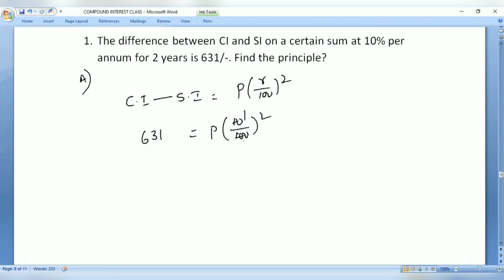This is 10 ones are 10, tens are 100. So 631 is equal to P into 1 by 100. That means principal is equal to 63,100 rupees. This is the formula for calculation of the difference between simple interest and compound interest based questions.